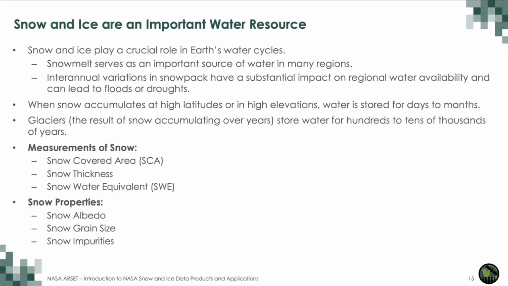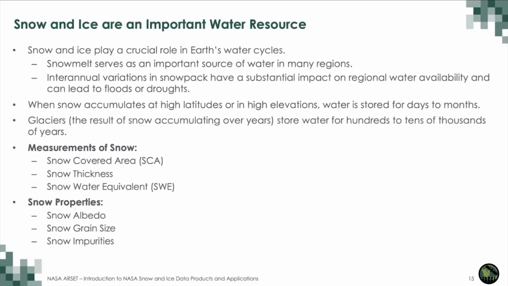So we want to summarize what we saw. Snow and ice are an important water resource, as we saw. Snow and ice play a crucial role in Earth's water cycles. Snowmelt serves as an important source of water in many regions. Interannual variations in snowpack have a substantial impact on the regional water availability and can lead to floods or droughts.